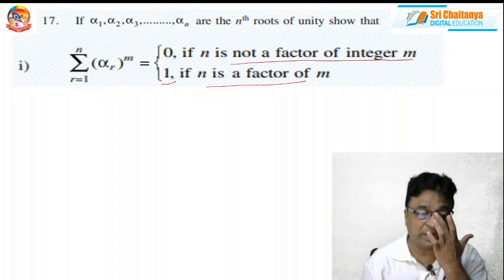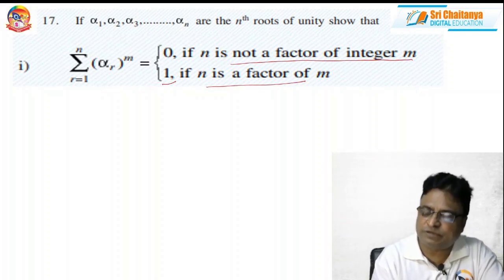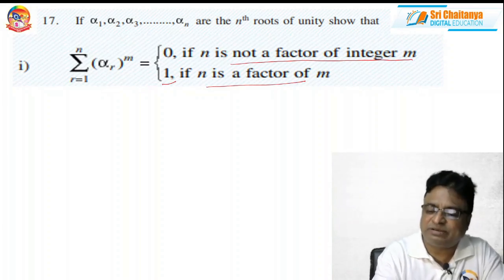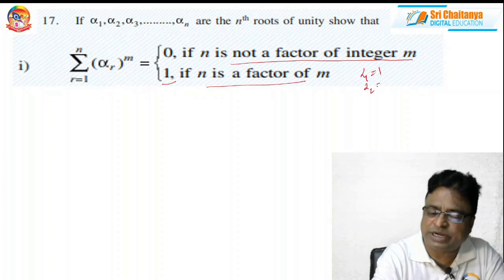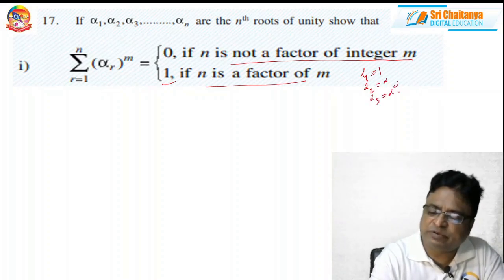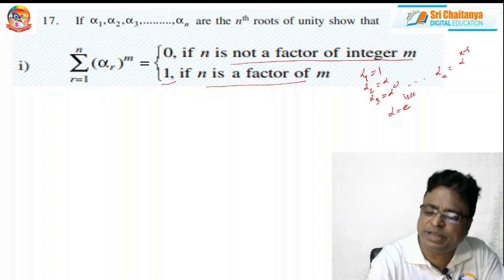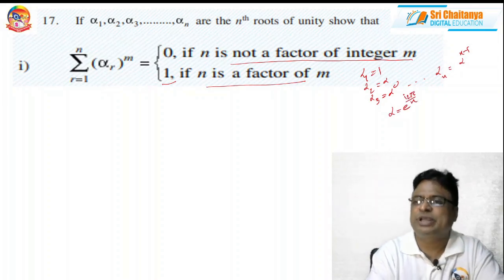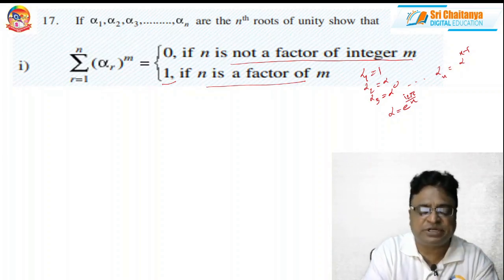So indirectly what I am going to say is, if alpha 1, alpha 2, up to alpha n are the nth roots of unity, so alpha 1 is 1. Don't get confused. Alpha 1 is 1, alpha 2 is what? Alpha 2, alpha 3 equal to alpha square, and so on. Alpha n equal to alpha power n minus 1, where alpha equal to e power i 2 pi by n. Okay, that's all about the notations alpha 1, alpha 2. Please don't get any confusion.